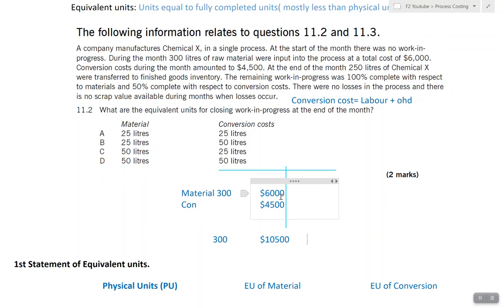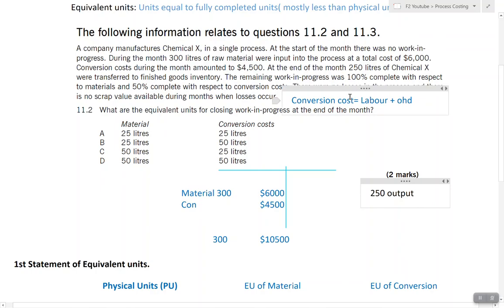Now we have 250 units that were transferred to the finished goods. So 250 is output or finished goods. And if 250 were output, that means we have work in progress of 50 units. They didn't say anything about normal loss, so in a work in progress question, I would not expect normal loss to exist. So we have 50 work in progress, and this is closing work in progress because it is at the end of the process.